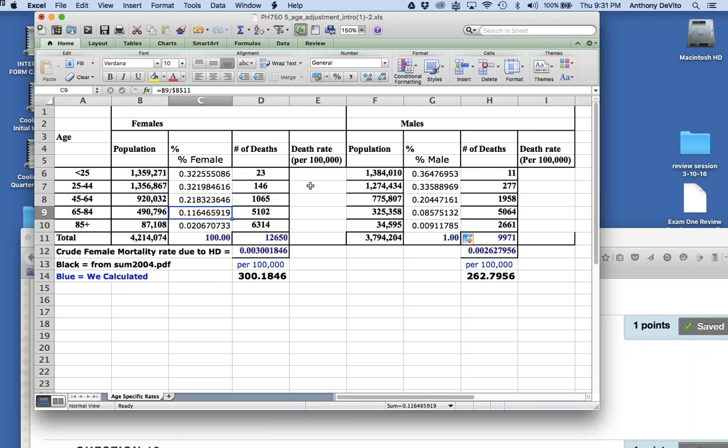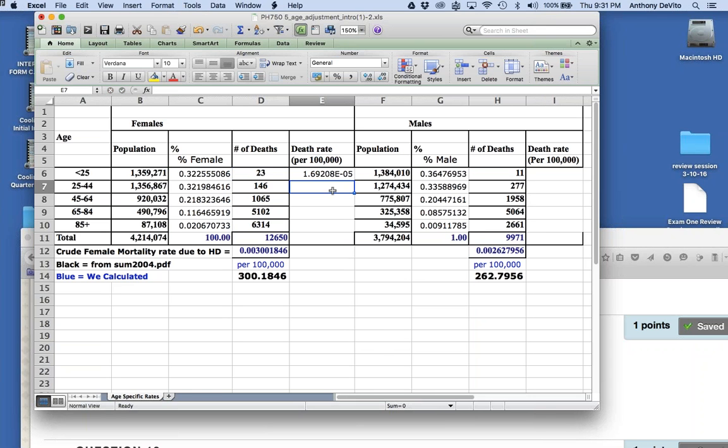So the population of women tends to skew older than the population of men. Let's see how that affects the death rate for these women. Okay, so the death rate per 100,000 is going to be equal to the number of deaths in that age group times 100,000. Actually, I'm not even going to bother with that for now, divided by the number of women in that group. Okay, so very low. Look, it's a tiny death rate for women in that age group.